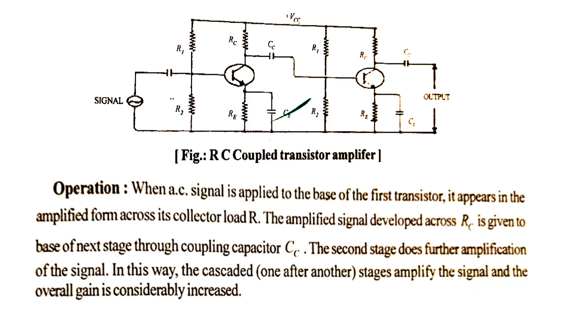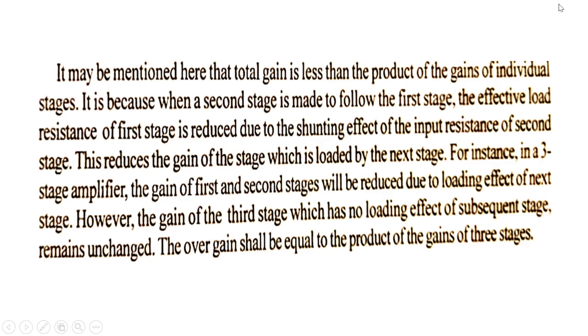For instance, in a three-stage amplifier, the gain of the first and second stage will be reduced due to the loading effect of the next stage. However, the gain of the third stage, which has no loading effect of a subsequent stage, remains unchanged. The overall gain shall be equal to the product of the gains of the three stages.